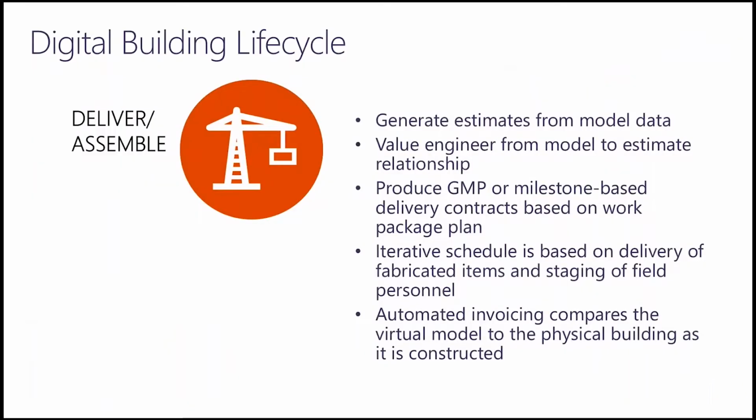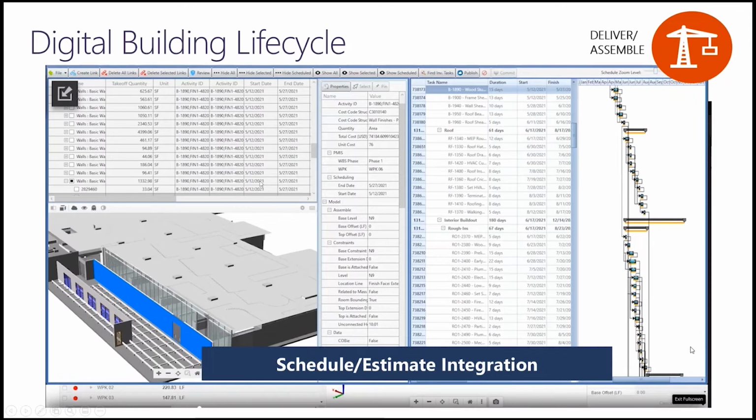When it comes to deliver and assemble on site, so really building the asset physically, the first thing we want to do is take that high level schedule and start to build it out as an iterative schedule that's based on the delivery of the fabricated items and the staging of field personnel. So each work package is designed to be independent until it's placed into the field schedule, and now it becomes dependent on the delivery of the item and the field trades and how they're interacting together.